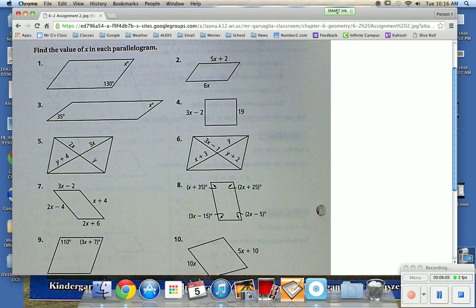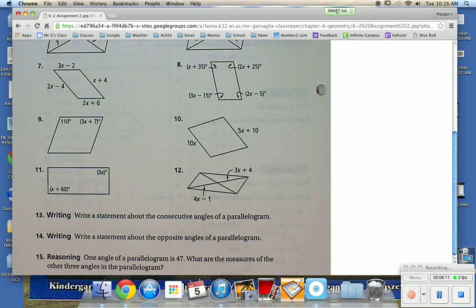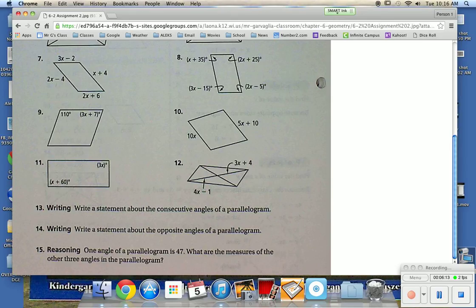Okay, on these here, these are quite easy. Write a statement about the consecutive angles of a parallelogram. I want you to do all 15. Do all 15 on the second page.